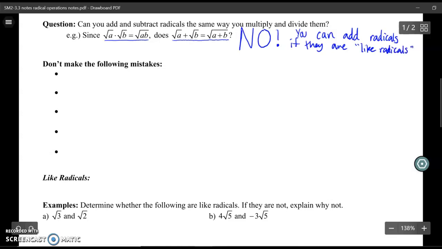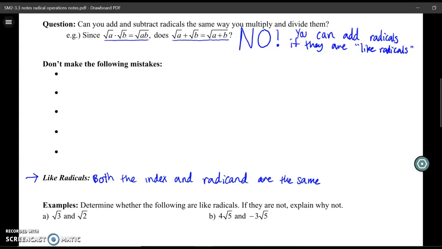Okay? We're actually going to jump down here where I have a little definition for like radicals. A like radical means that both the index and radicand are the same. So if we have two radicals where the index and the radicand are the same, then they're considered like radicals, and we can add them together. So let's jump down and do these examples right underneath here at the bottom of the page really fast, and then we'll talk about some common mistakes that happen with adding and subtracting radicals.